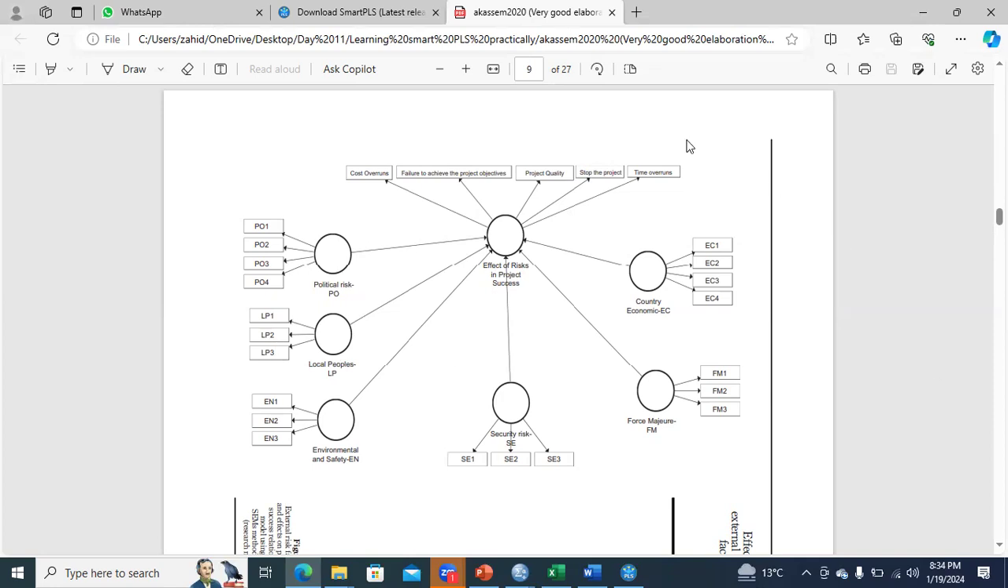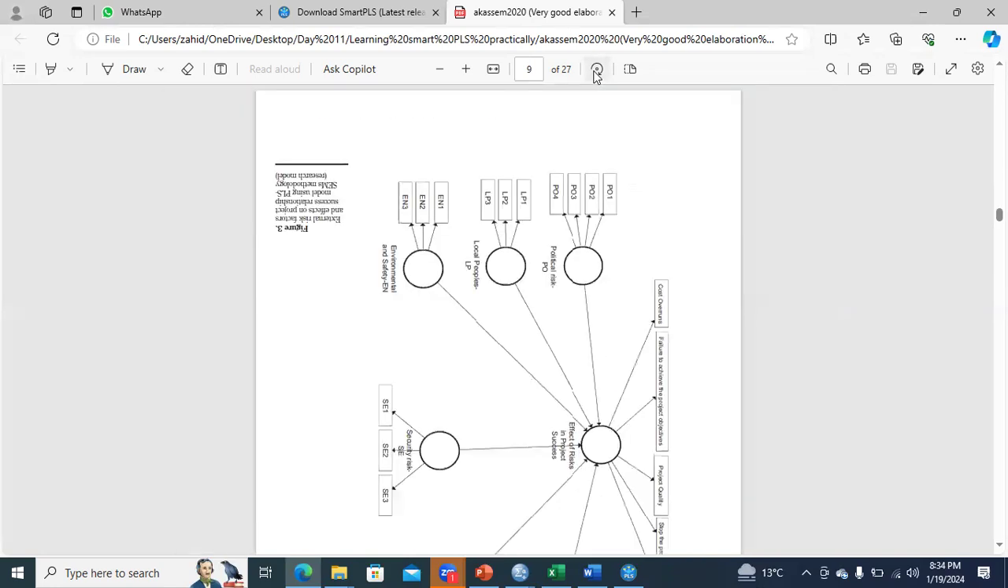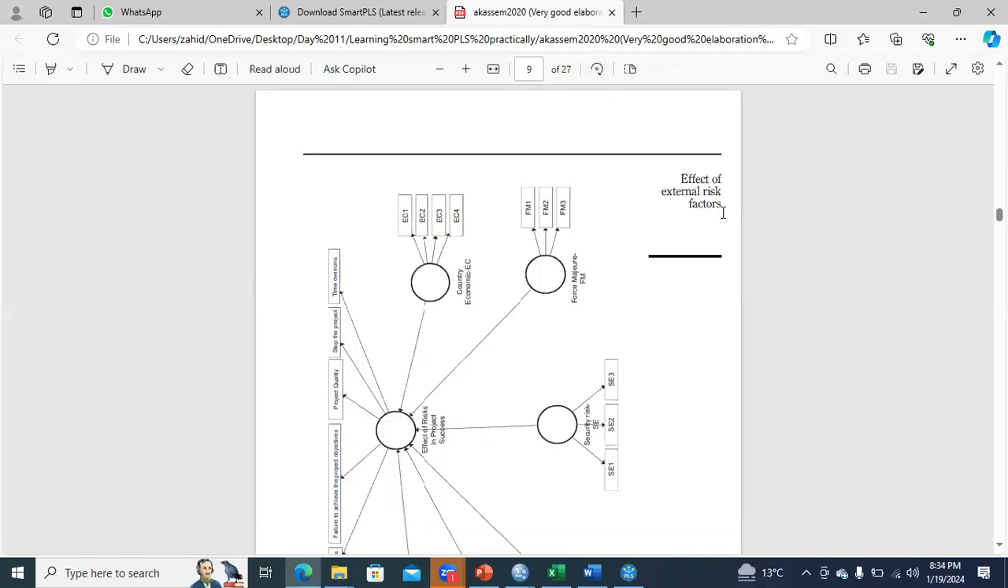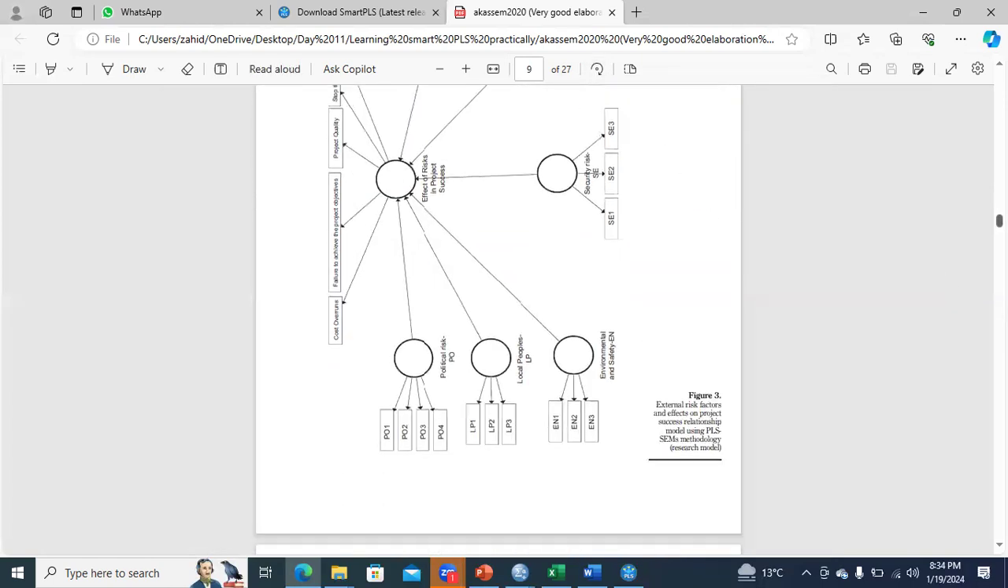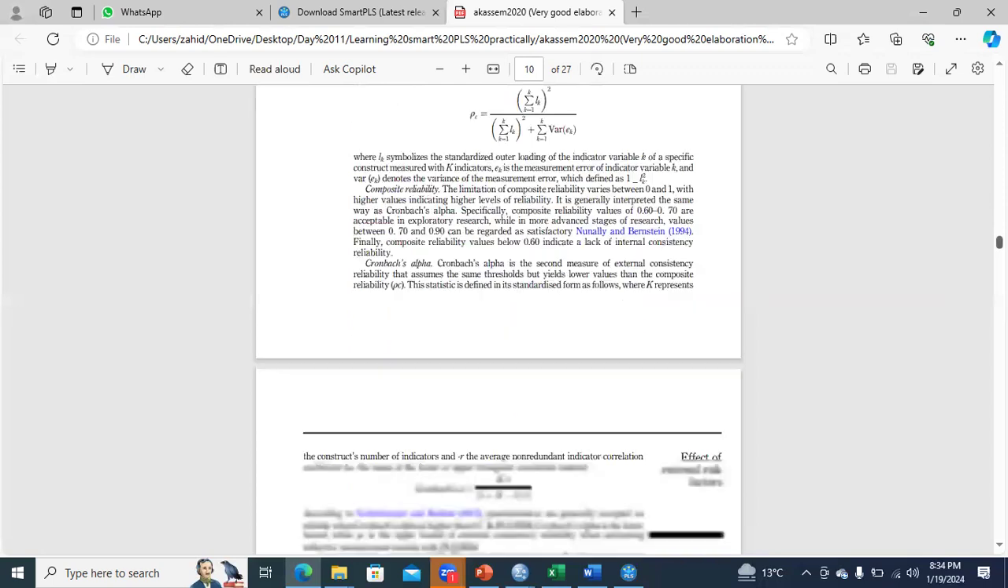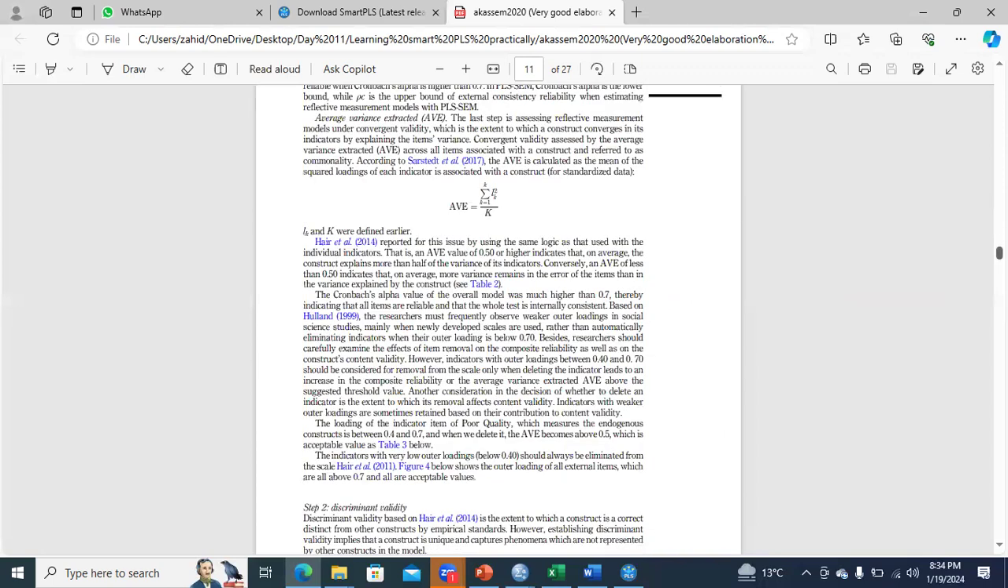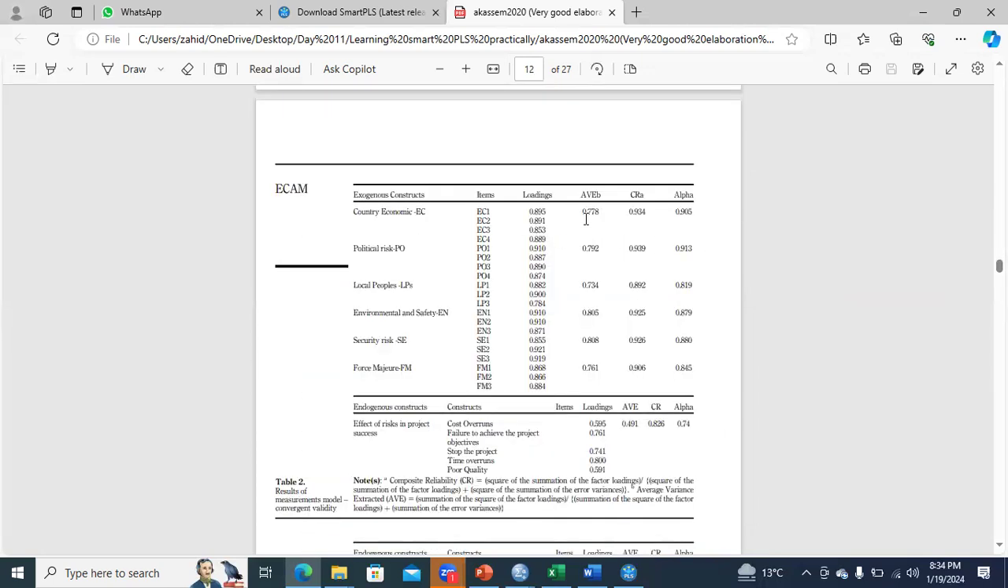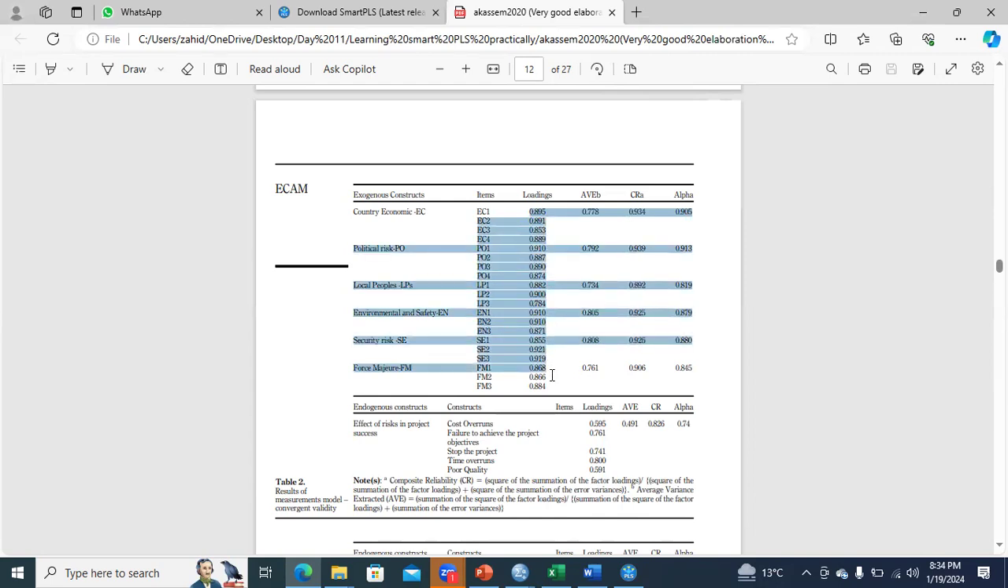They might have shown the loading values in some table. You can see over here, yes, they have shown the AVE value, the composite reliability value, and the Cronbach alpha value, and you can also see the factor loading value over here. So their criteria are being met.